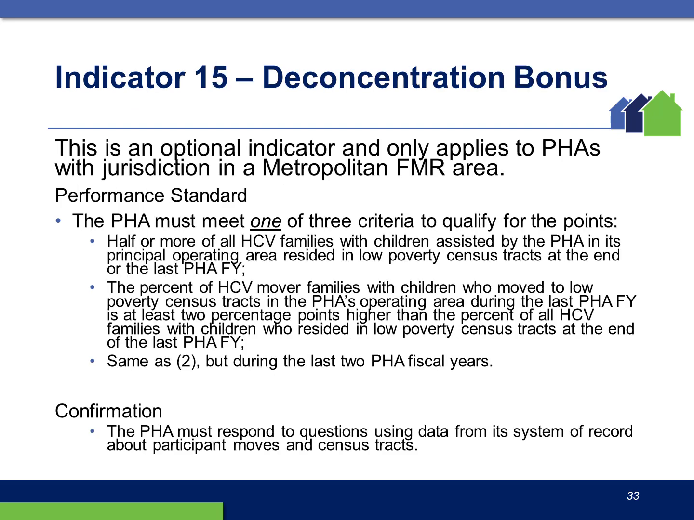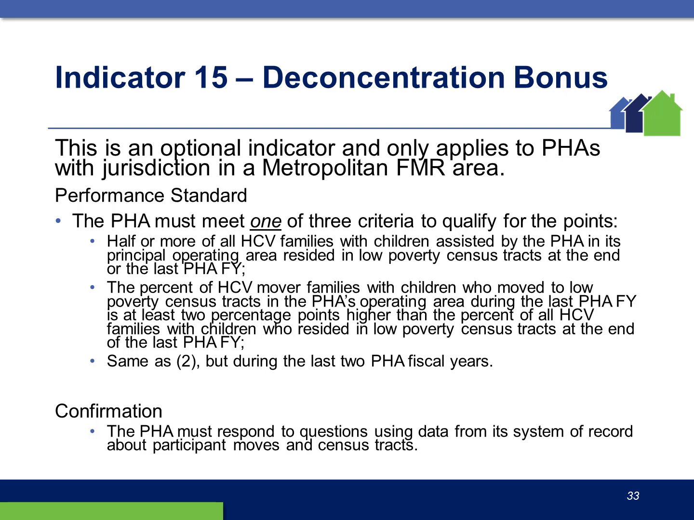Indicator 15 is the Deconcentration Bonus. This is an optional indicator and only applies to PHAs with jurisdiction in a metropolitan FMR area. The PHA must meet one of three criteria to qualify for the points. 1. Half or more of all HCV families with children assisted by the PHA in its principal operating area resided in a low poverty census tract at the end of the last PHA fiscal year.